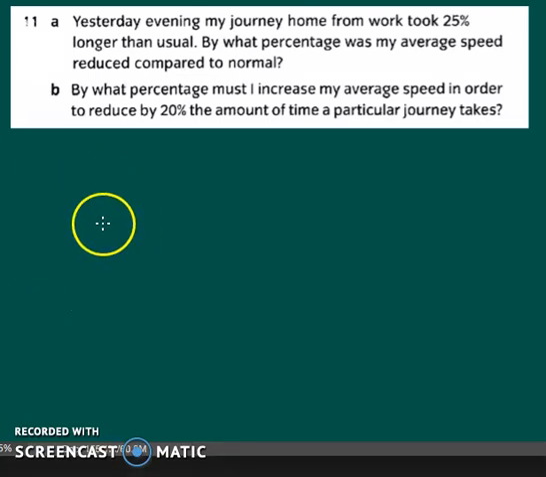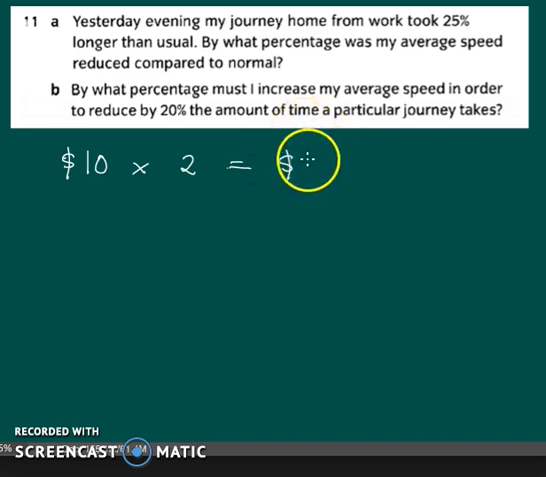Before we start this question, let's talk about the key concept that's going to help us solve the problem. Let's start with an example. Say I work somewhere and I make $10 an hour. And I work for 2 hours, so I go home with $20.